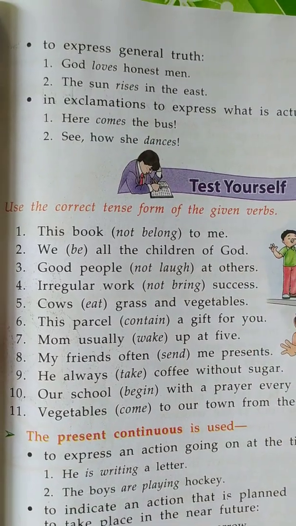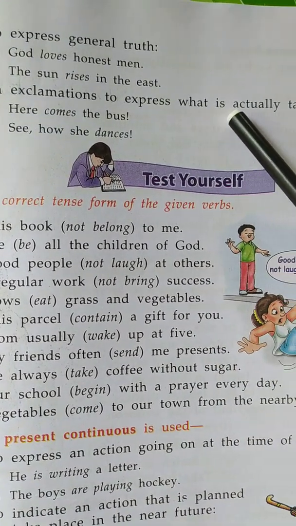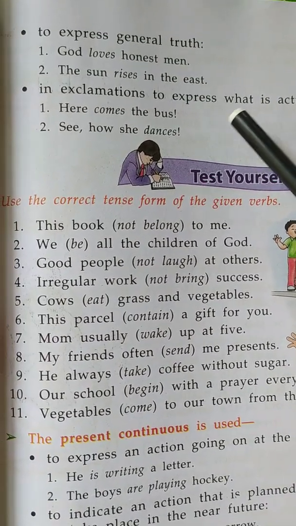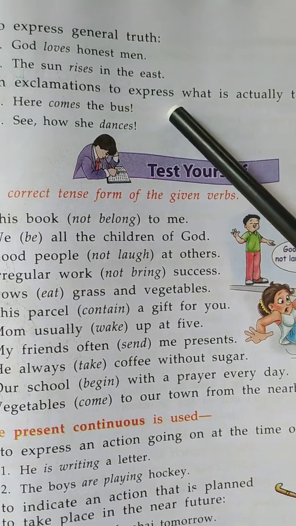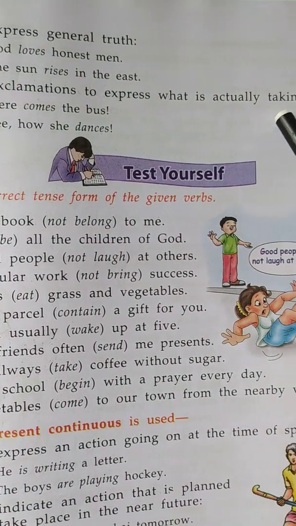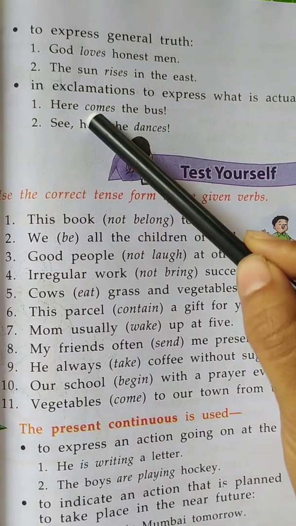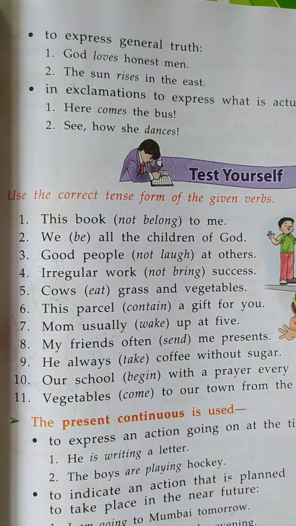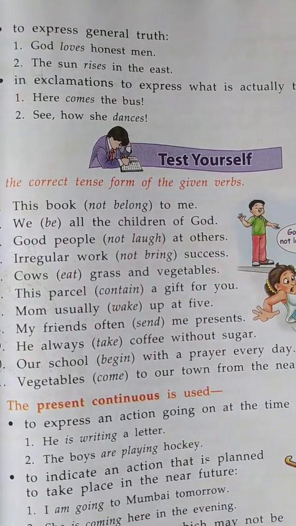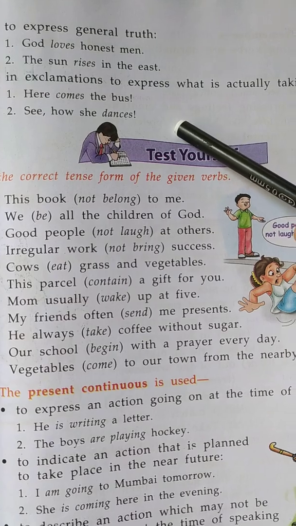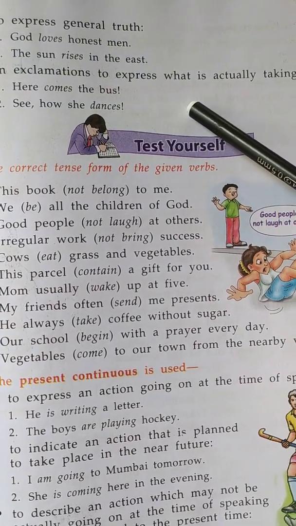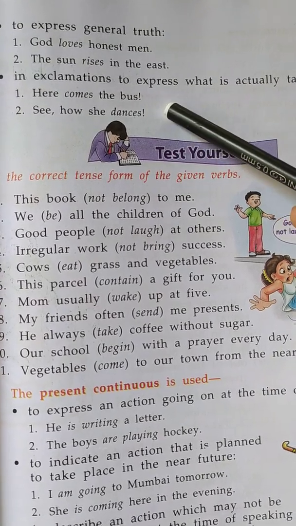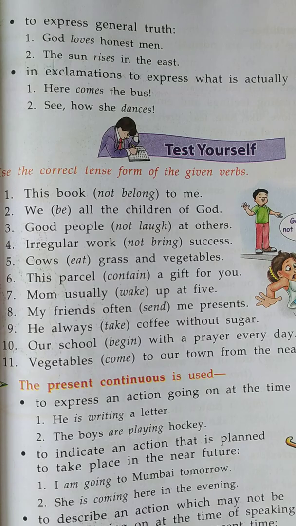Next, in exclamations, to express what is actually taking place, we use simple present or present indefinite tense. Number 1, here comes the bus. Number 2, see how she dances. So, in these two sentences, there is the expression of what is taking place or what is happening. That's why we use here simple present or present indefinite tense.